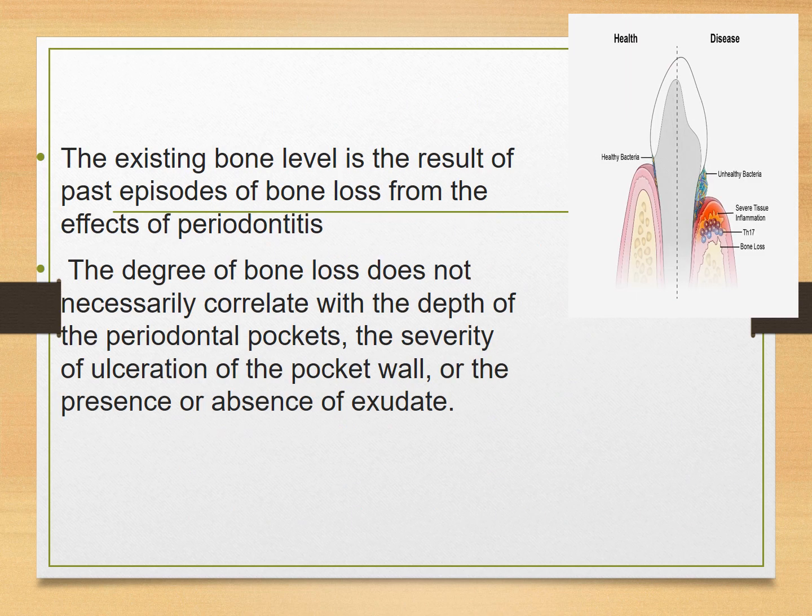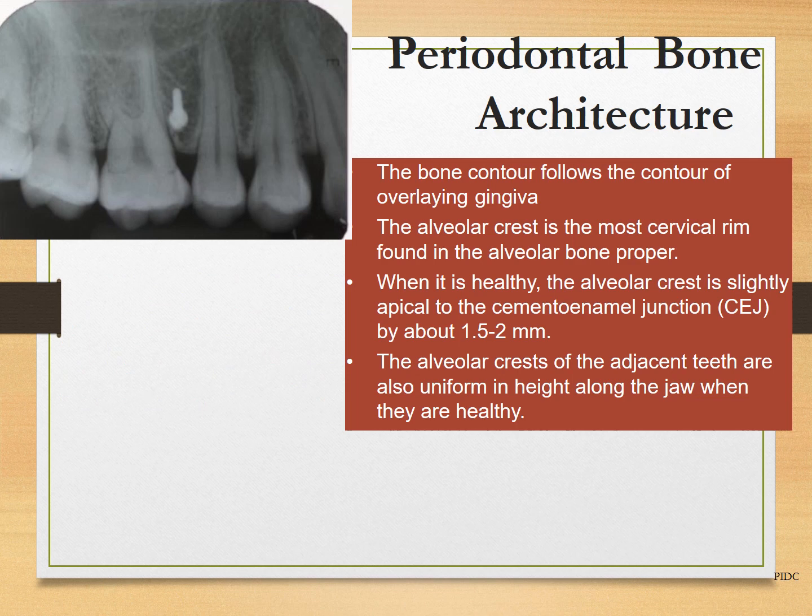The existing bone level is the result of past episodes of bone loss from the effects of periodontitis. The degree of bone loss does not necessarily correlate with the depth of the periodontal pockets, the severity of ulceration of the pocket wall, or the presence or absence of exudate. So before moving into the pathogenesis of bone destruction, we would like to know the periodontal bone architecture.